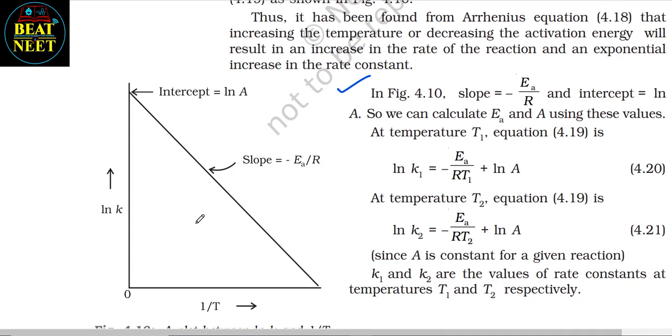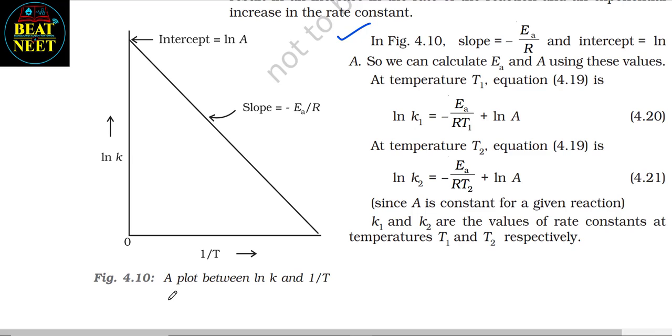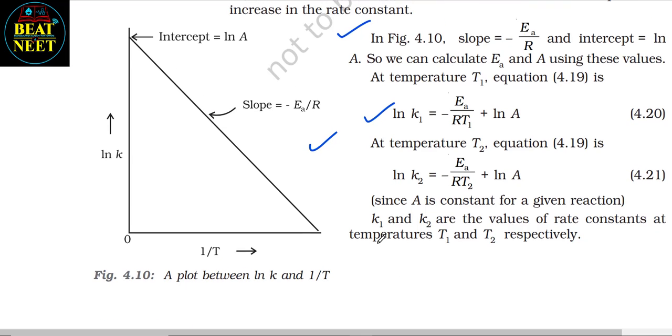In figure 4.10, here is the figure, a plot between ln k and 1/T. Slope is equal to minus EA/R and intercept is ln A. So we can calculate EA and A using these values. At temperature T1, equation 4.19: ln K1 equals minus EA/RT1 plus ln A. At temperature T2, equation 4.19: ln K2 equals minus EA/RT2 plus ln A. Since A is constant for a given reaction, K1 and K2 are the values of rate constant at temperatures T1 and T2 respectively.